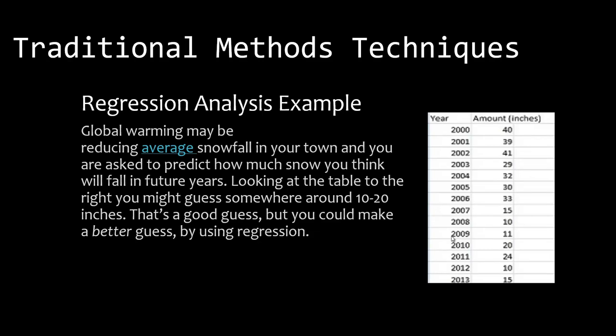Another example. Global warming may be reducing average snowfall in your town, and you were asked to predict how much snow you think will fall in the future. Looking at the table, you might guess somewhere around 10 to 20 inches. That'd be a good guess, but you could make a better guess by using regression. So we can look at this particular table I found online from years 2000 to 2013, and we can look and see what it's doing and try to find a trend to it. Or we can use regression analysis, which has formulas associated with it statistically to help us with this, okay?